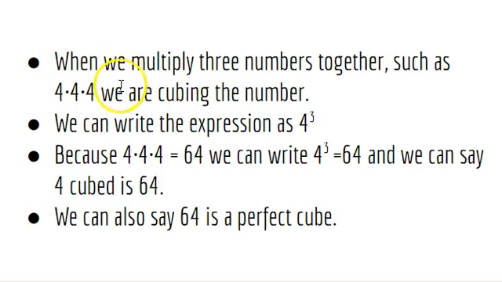And just like we talked about a minute ago with squared, when we multiply 3 numbers together, we're cubing those numbers. So in this example, 4 cubed is 64 because it's 4 times 4 times 4. We can also say that 64 is a perfect cube. Some numbers can end up being a perfect cube and be a perfect square as well. There's not a lot, but oftentimes you're going to have your perfect cubes be much larger because, again, you're putting in that third number there.